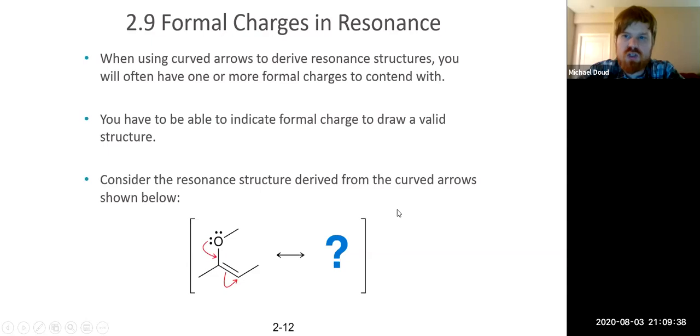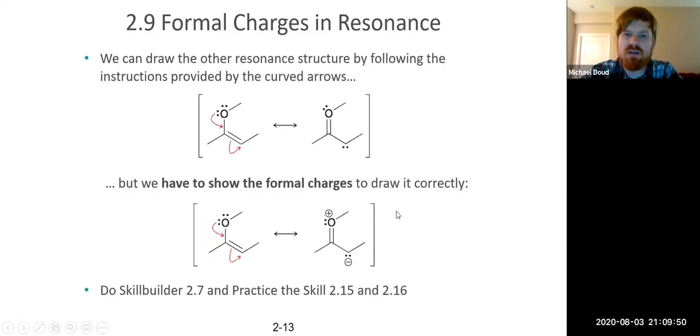Figure out what the structure is going to look like when you're done. Go ahead, pause the video. Okay, I hope you took the time to pause the video, and now let's go ahead and take a look. If you follow it, what happens is you form a carbon-oxygen double bond, like I said. You broke the carbon-carbon double bond, and now those lone pairs are here.